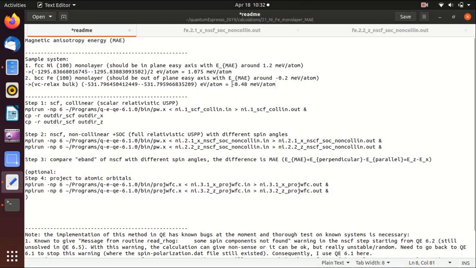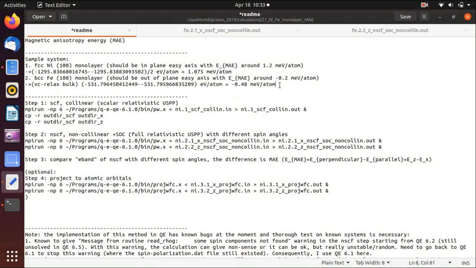And indeed, this is negative, which means that the easy axis is out of plane, so that EZ is smaller than EX, and it is around 0.5 milli electron volt. There is a deviation here because you need to do a thorough convergence test over the k-point and the cutoff, yeah, that I will not do here. I just want to show you how this calculation is done.